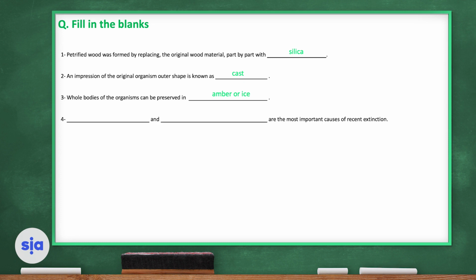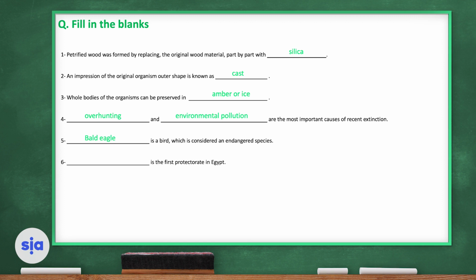What and what are the most important causes of recent extinction? This is up to you. For me, they are overhunting and environmental pollution. And this is a bird considered to be an endangered species, the bald eagle, which is the first protectorate in Egypt. Ras Muhammad is in South Sinai.